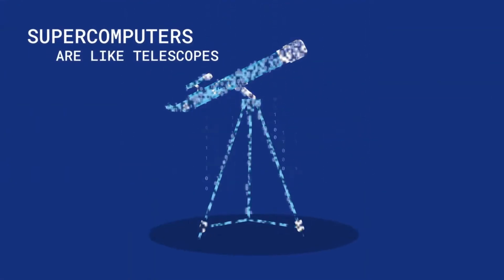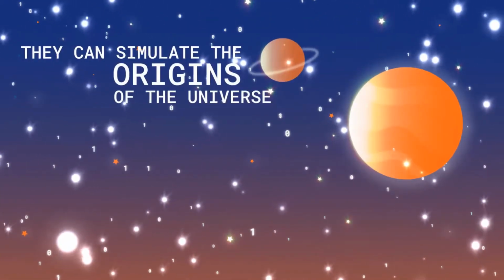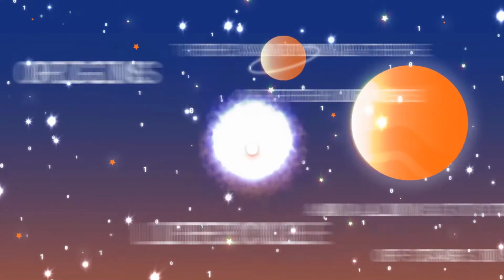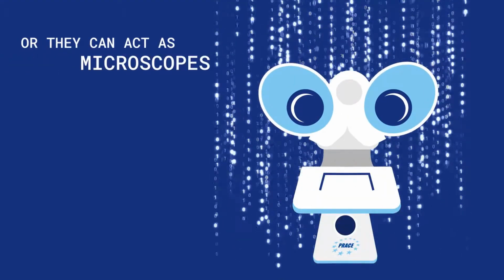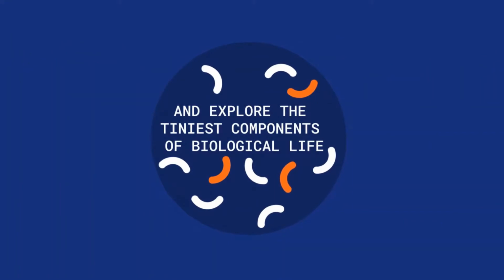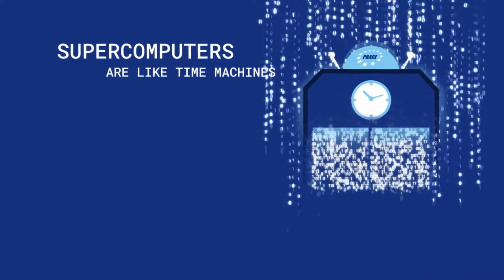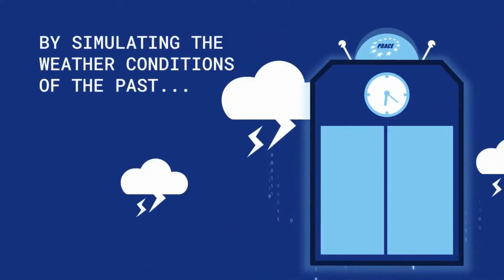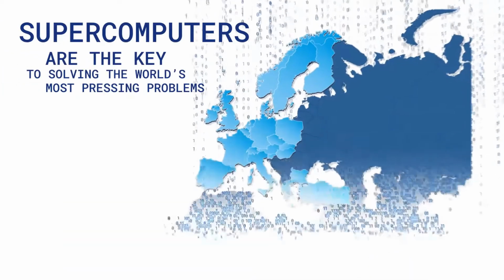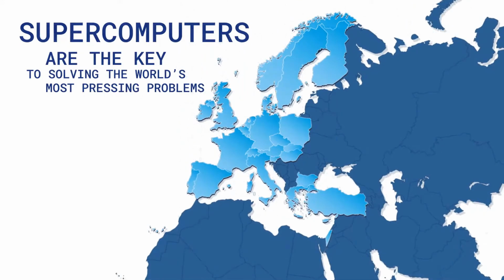Supercomputers are like telescopes. They can simulate the origins of the universe and allow us to study the life cycle of stars in space. Or they can act as microscopes, enabling us to zoom in on molecular level reactions and explore the tiniest components of biological life. Supercomputers are like time machines. By simulating the weather conditions of the past, they can help us forecast the climates of the future. Supercomputers are the key to solving the world's most pressing problems.